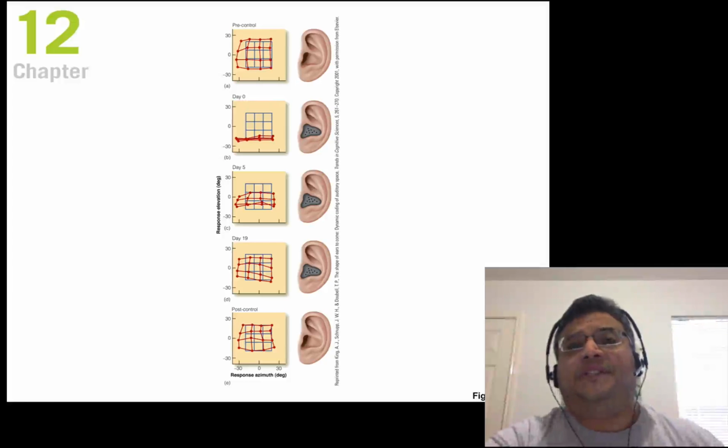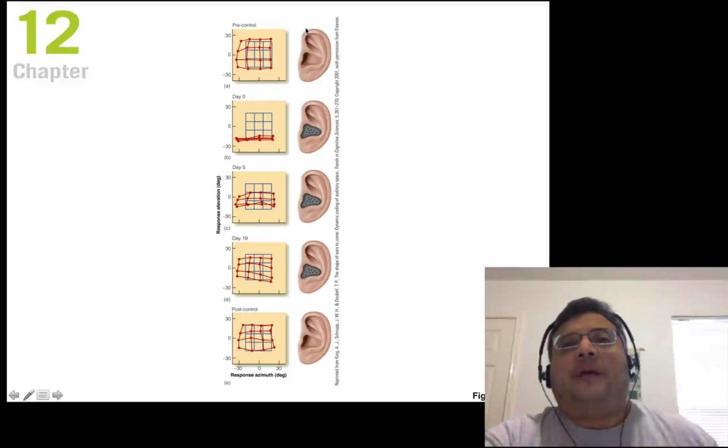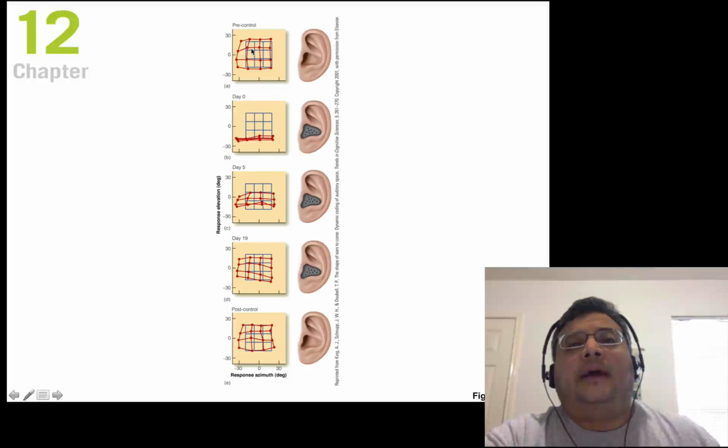Here's a picture of this data, of this study. So I do a pre-control group, right? I just say, okay, draw me a grid as to where you think the sounds are coming from. And people are pretty good at it. They can go anywhere from 0 degrees to minus 30 degrees to positive 30 degrees, left and right, as well as up and down. And they can tell me with fairly good accuracy where sounds are coming from.